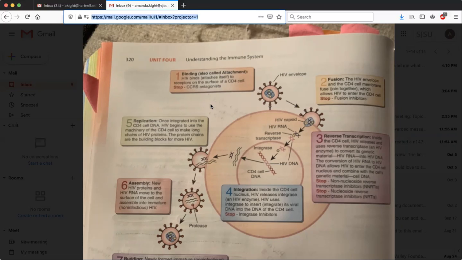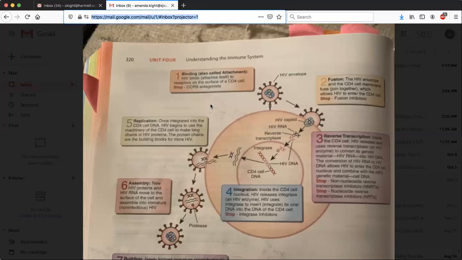So basically HIV now has taken over the CD4 cell, which is a T cell, which is a white blood cell, which is a lymphocyte. I said that again twice. So HIV is now in there. It has taken over the nucleus of the CD4 cell, and it's making HIV proteins. That is not a good thing.